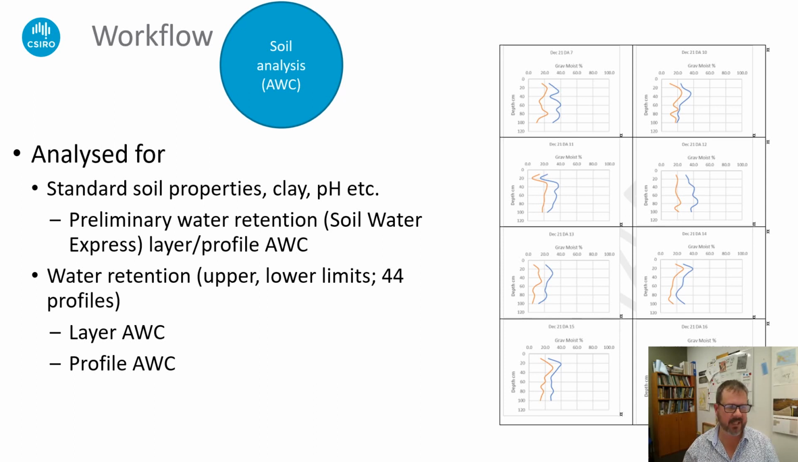Back in the lab, we analyze soil properties, say clay and pH, for example, and we use that to make preliminary water retention estimates using Soil Water Express. We also did proper water retention using suction and pressure plates for the 44 samples or profiles that were collected. At 10 centimeter increments we got layer AWC, and then we summed those for whole of profile AWC. The graphs above my head give an indication of 8 of those that we achieved for Dan's property.